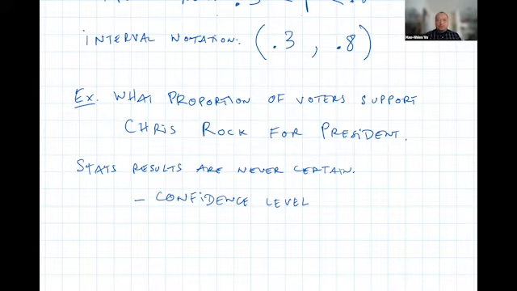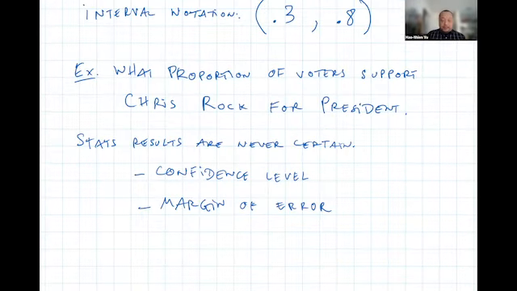No useful result will ever have 100% certainty or confidence. If you want 100% confidence, you have to give a result that is so widespread that it's useless. And the second thing is margin of error. And this is where the interval notation comes in.